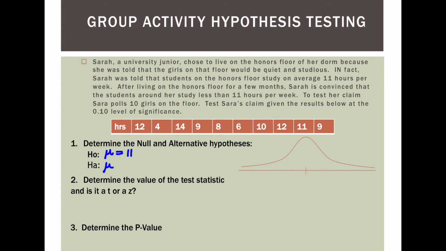And then with the alternative, we just have to say what is in the mind of the researcher. In this case, she believes that they study less than 11 hours per week. So we're going to use a less than symbol. Right? So the dispute here is the population mean. Is it 11 or is it something different than that, or less than that?